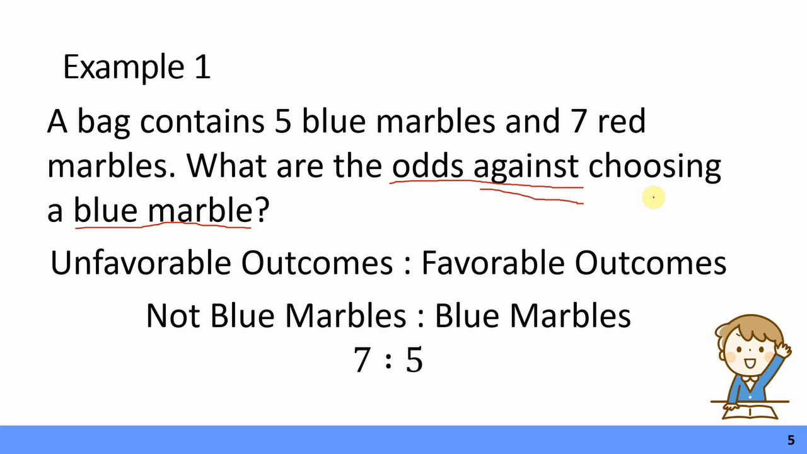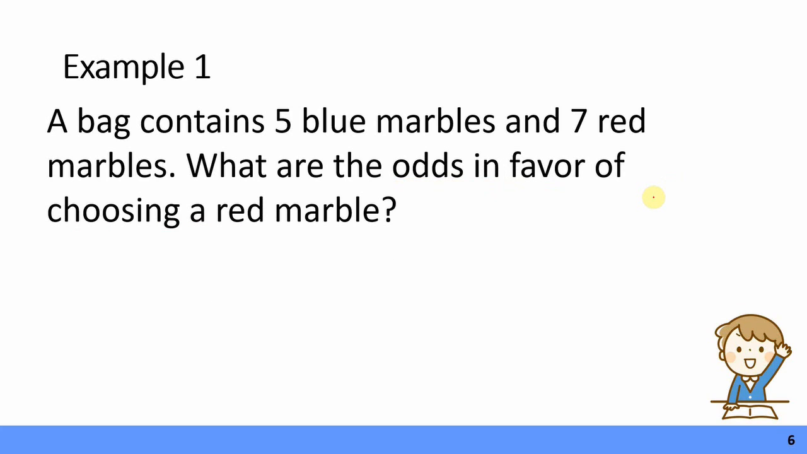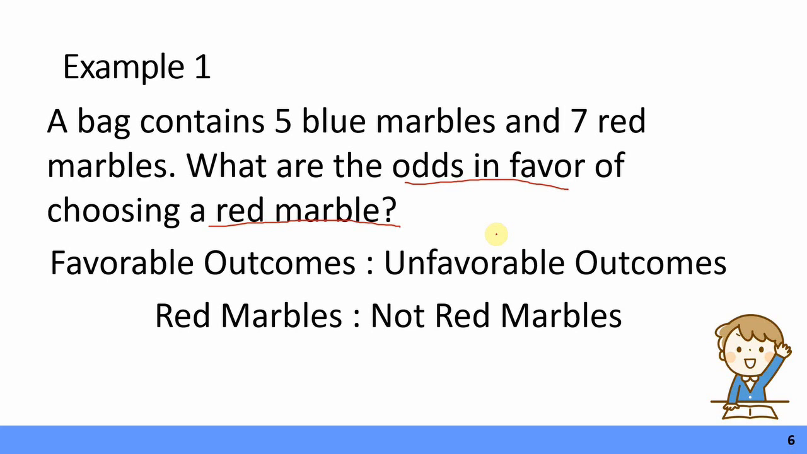Okay, so pretty simple. And again, I'm going to go over it over and over again just to make sure it's okay. So same questions, just I changed the color here. What are the odds in favor of choosing a red marble? In favor means we're going to start with the ones that are red. So we're going to start with the number of red marbles compared to the number that are not red. So in this one, what would be our first number? It would have to be the 7 because we have 7 red marbles.